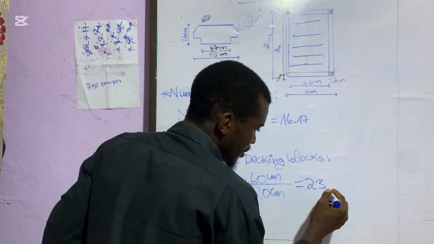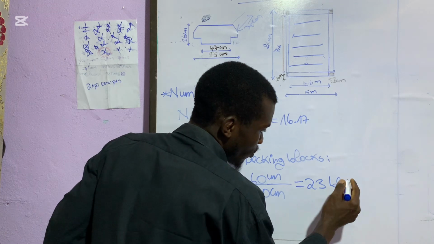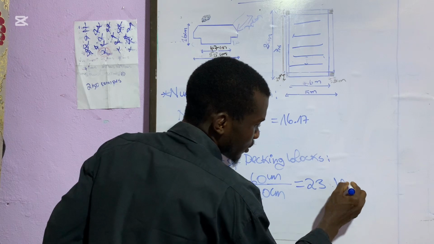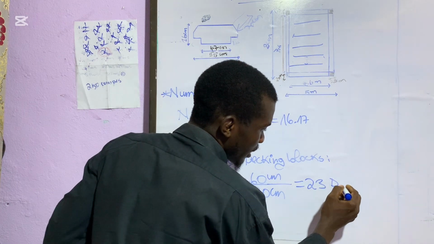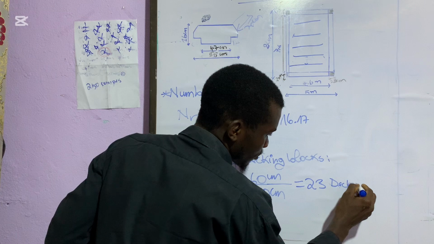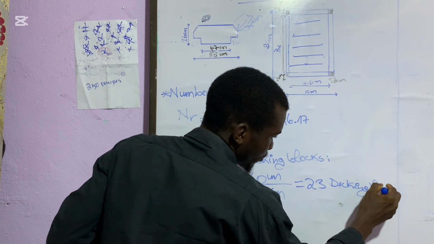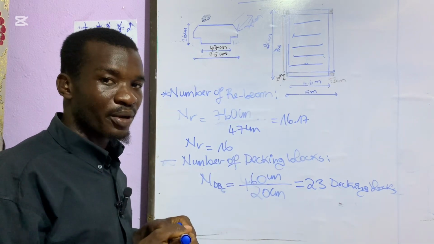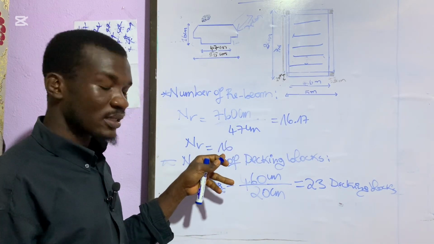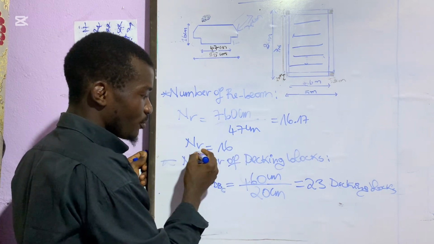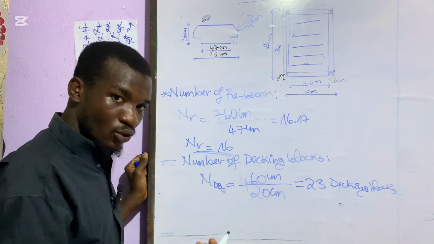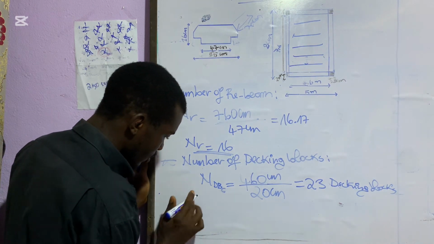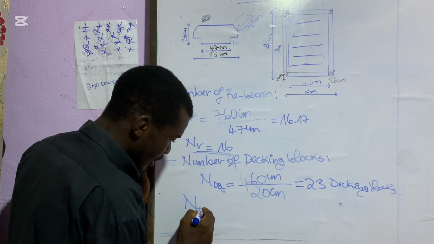So you have 23 hollow block, or decking block, for one corridor. Remember, how many rib-beam do we have? We found 16 rib-beam. So to have the total number of decking block, let's call it NTDB, you just take the number of decking block per corridor times the number of rib-beam.